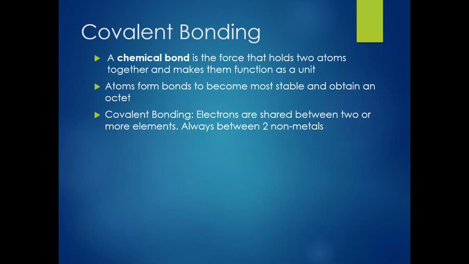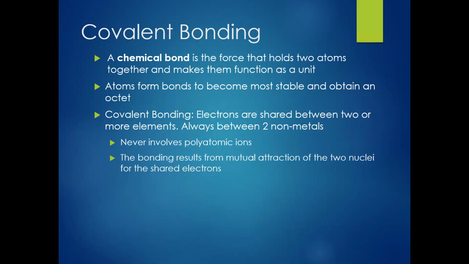However, in covalent bonding, electrons are shared between two or more elements, and it's always between two non-metals. Previously we were talking about ionic bonds, which were a metal and a non-metal. But covalent bonds are between two non-metals, which is why they share their electrons. It is never going to involve polyatomic ions. The bonding results from a mutual attraction of the two nuclei for the shared electrons.